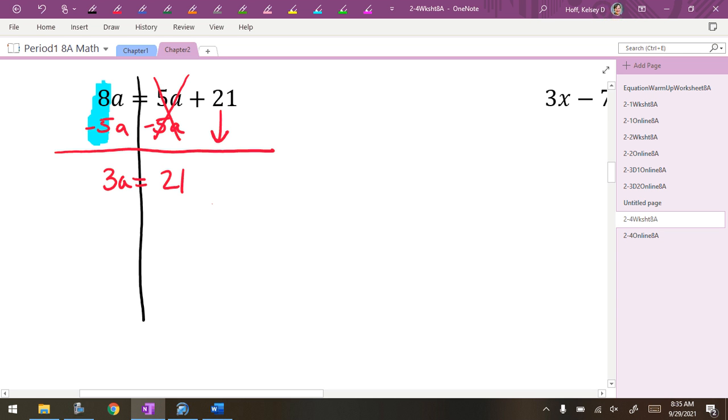Miss Marilyn, the next thing I have to worry about is having a 1 in front of that a. I don't have a 1 in front of that a. So how do I make that 3 become a 1? Say it again. Very good. Divide both sides by 3. 3's cancel, and I have 1a. 21 divided by 3 is 7. A is by itself with a 1 in front of it. Okay.